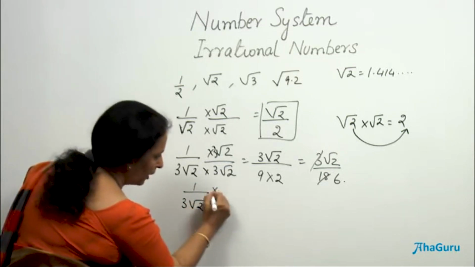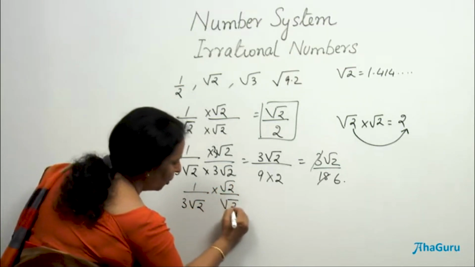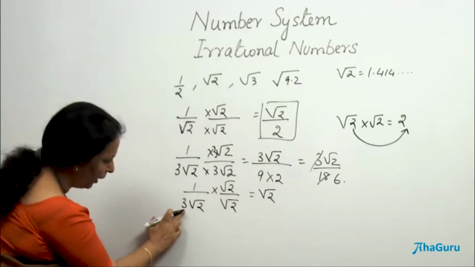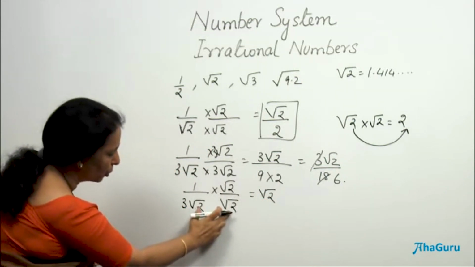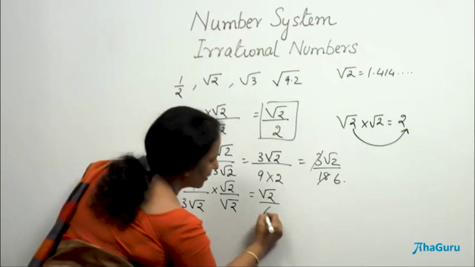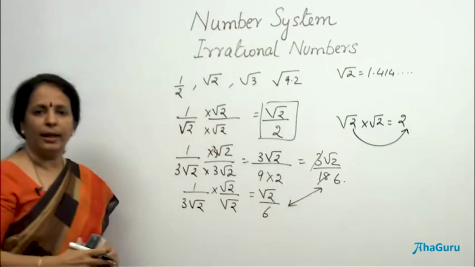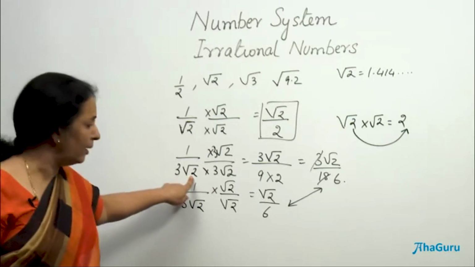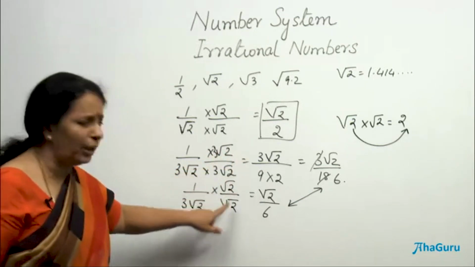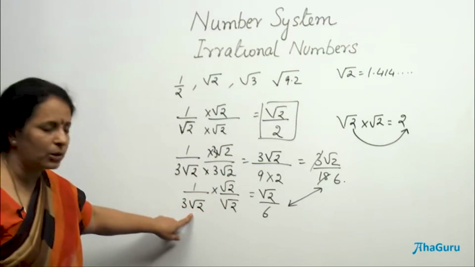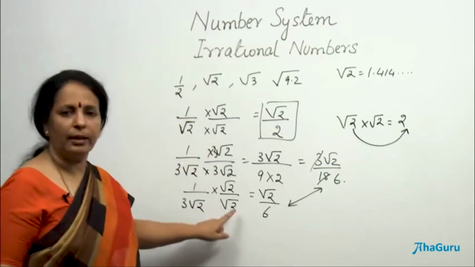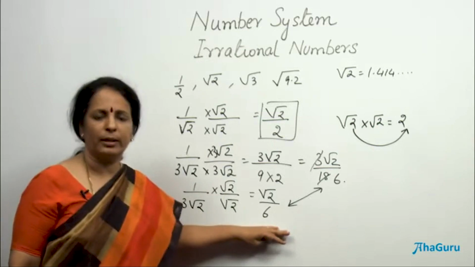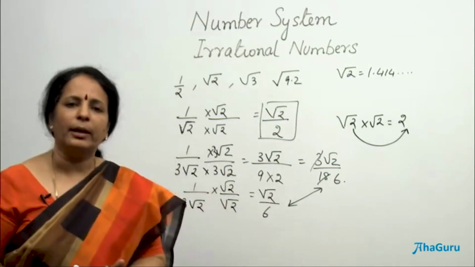3 root 2 can be multiplied by root 2 into root 2. What happens? The numerator is root 2. The denominator becomes 3, and root 2 into root 2 is 2. So, 2 into 3, 6. Look at the answer. They are the same. So, for 3 root 2, the rationalization factor is not 3 root 2, but only root 2. So whatever is inside this root symbol has to be taken as the rationalization factor and just multiplied with that, so that the denominator does not have any number under the root symbol.